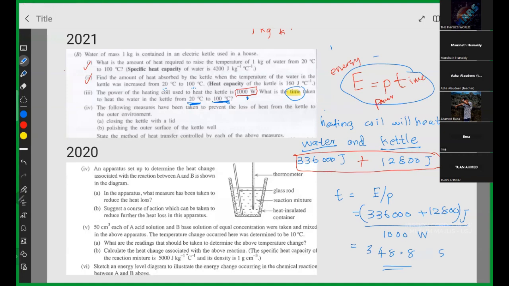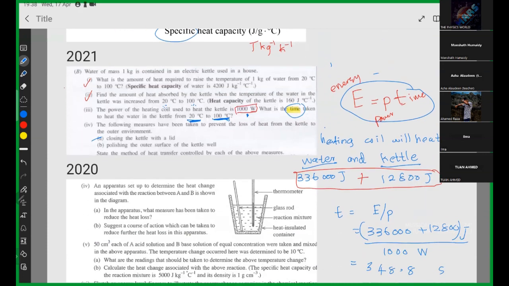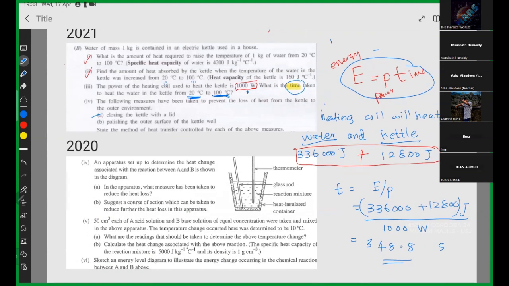We'll move to the fourth one. The following measures have been taken to prevent the loss of heat from the kettle to the outer environment. So these are some of the measures that our mothers take at home with the kettle, if they want to keep the heat continuously. One measure is closing the lid on the kettle. So we know that. Shall I move to the answer?